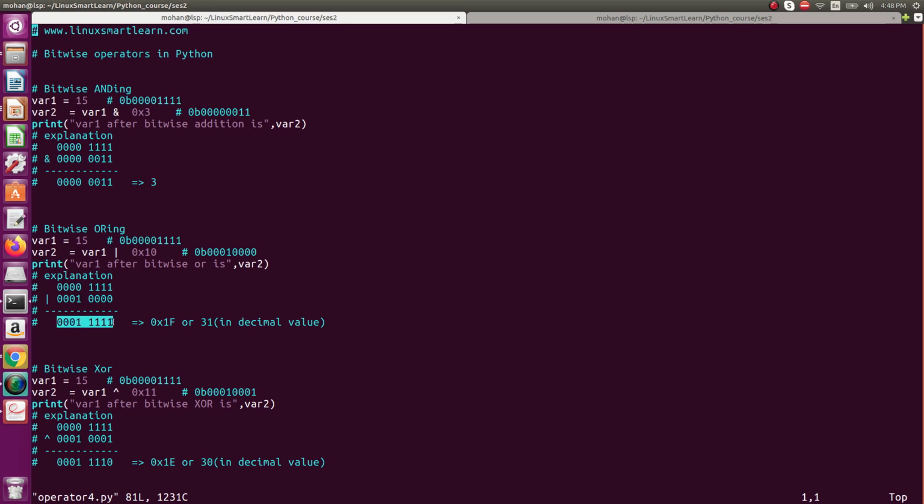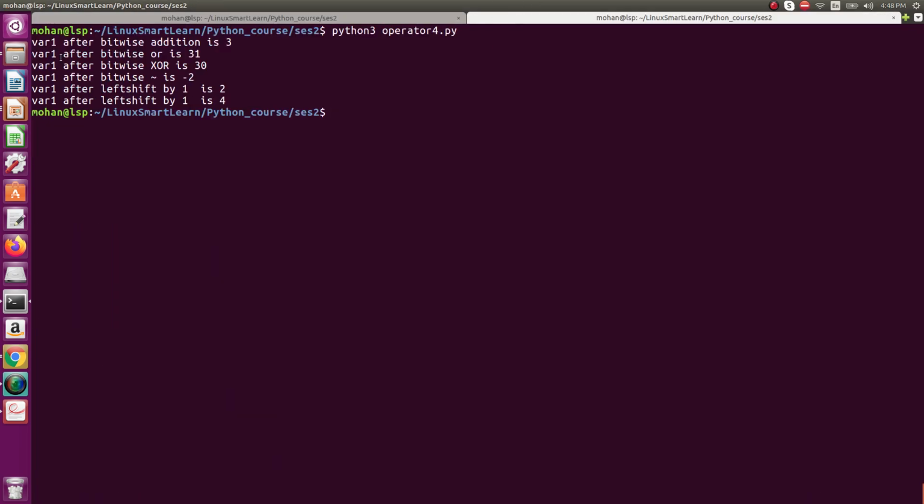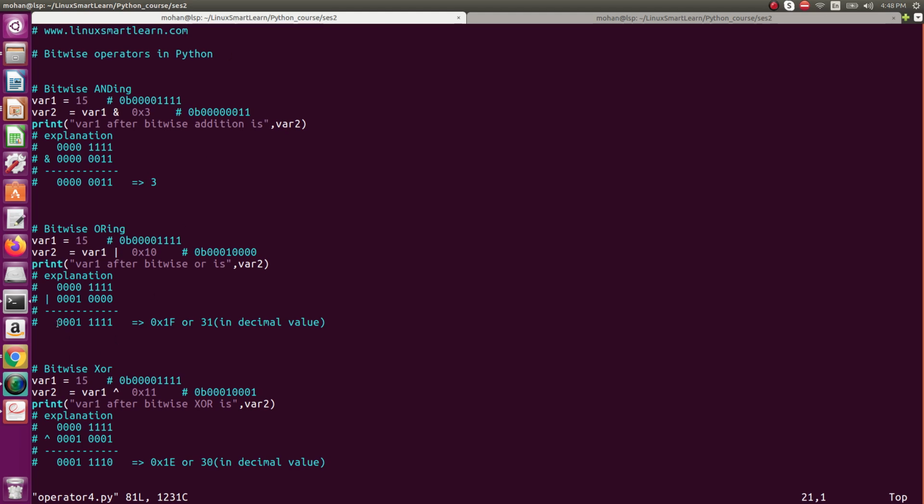Please refer to the bitwise ORing explanation if you want more details. So now we got var1 after bitwise ORing with var2. The bitwise ORing value was 31, so the corresponding value is 31 in decimal.